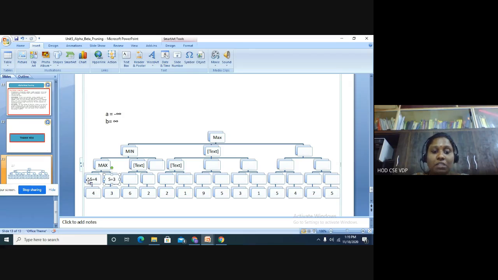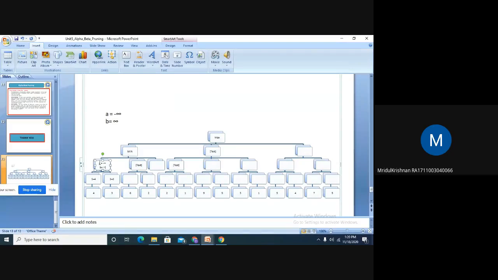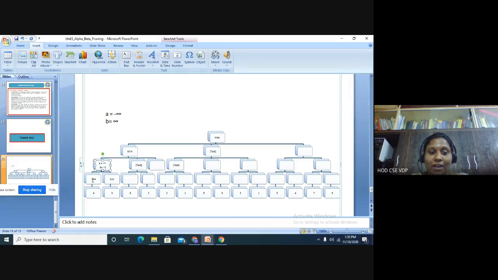But when this node goes up, what happens here? I have alpha equal to minus infinity and beta equal to plus infinity. This is minimization, but this is maximization. So now this plays maximization as its strategy. I will update the value of alpha to be equal to 4. So the S value of 4 gets updated to alpha, but beta still remains the same.